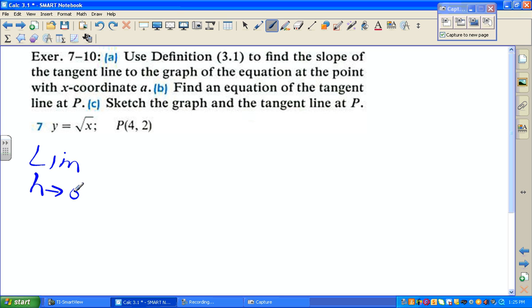Limit as H approaches 0 of f of A plus H minus f of A all over H.